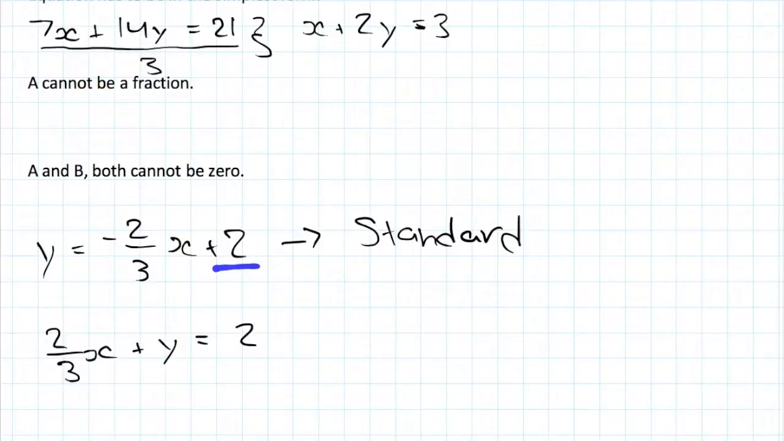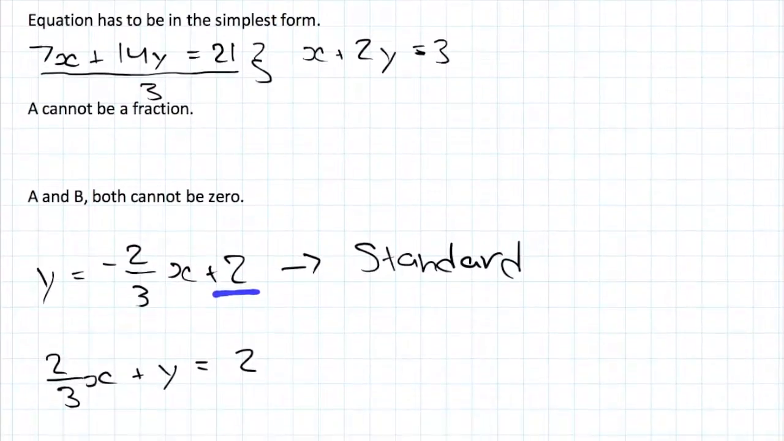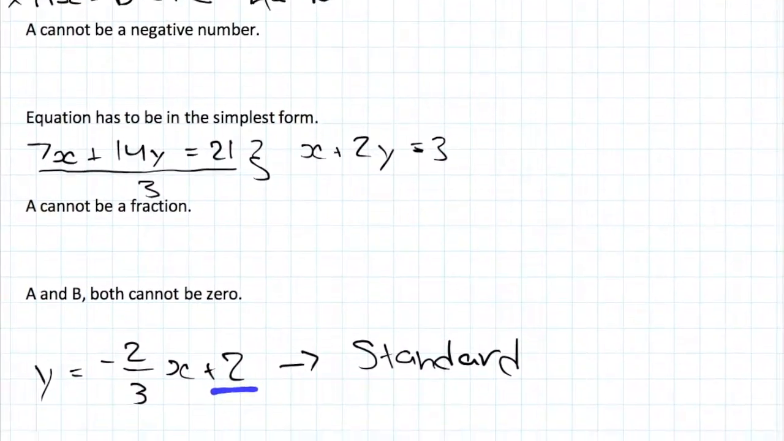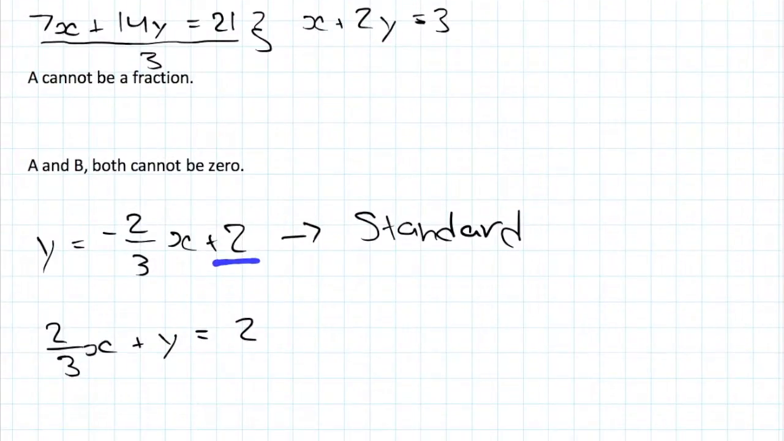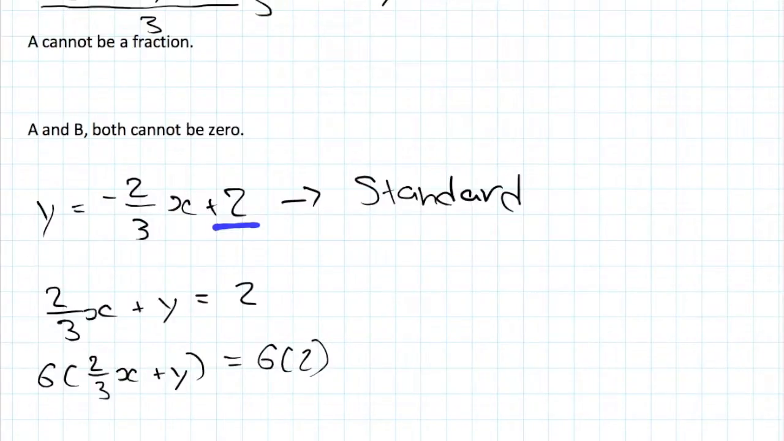But as you can see, we have broken one of the rules of standard form, that a, since 2 over 3 is basically a, it cannot be a fraction. So to make it a whole number, we can multiply it by its base. So we can multiply it by 3. So we can say that 6 times 2 over 3 x plus y, and since we multiply it by 6 on one side, we have to do the other side as well. So 6 times 2, and so basically it's 6. Sorry, we need to multiply everything by 3. I made a mistake here.